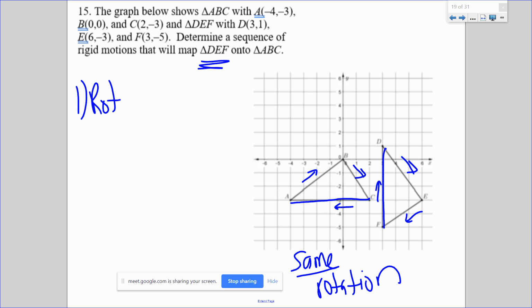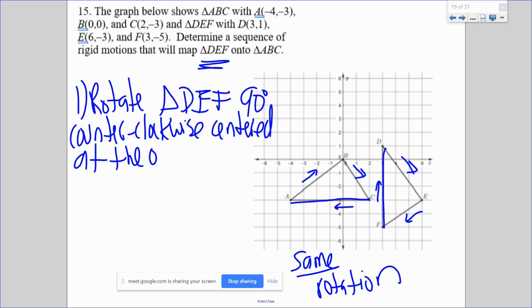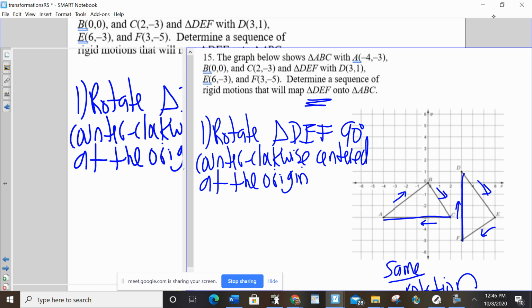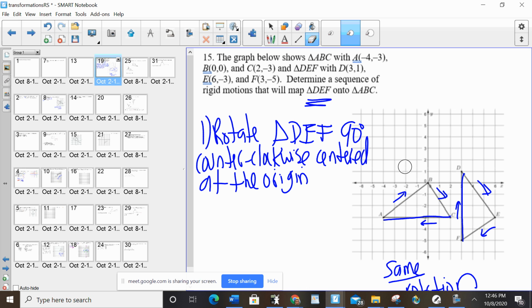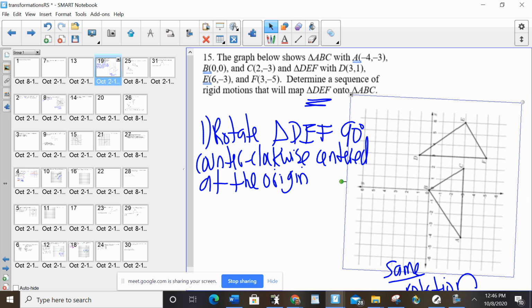So I'm going to rotate triangle DEF 90 degrees counterclockwise, centered at the origin. You need to be very specific with what you're doing. So I'm going to just erase that, and I'm going to do it. I'm going to rotate the paper 90 degrees.